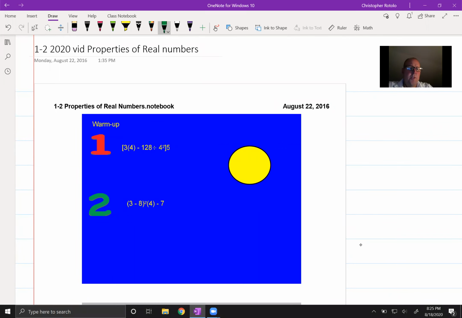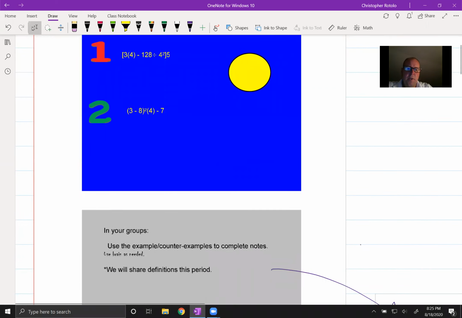All right. Here we go. We're going to talk about properties of real numbers. Have a little warm up hanging in here on the screen. We'll probably do that one in class. We'll throw it into Pear Deck.